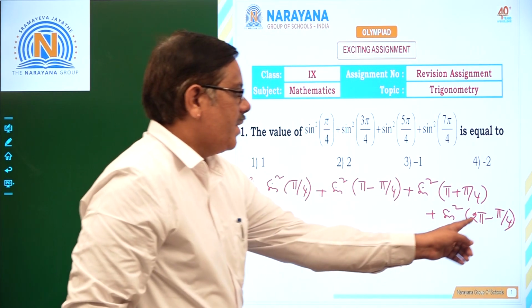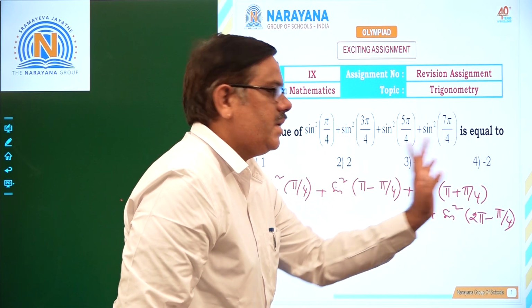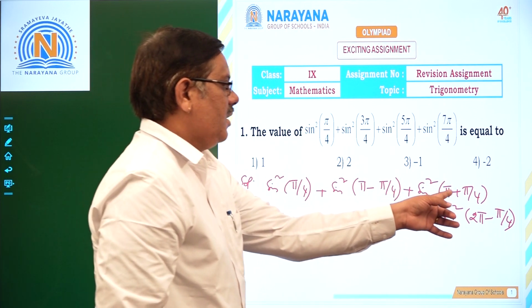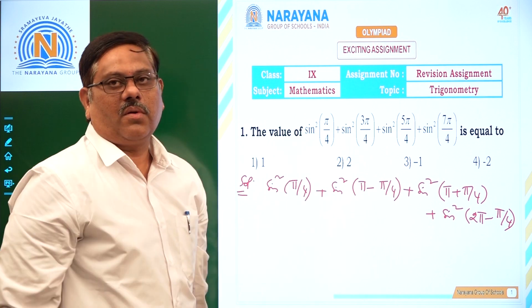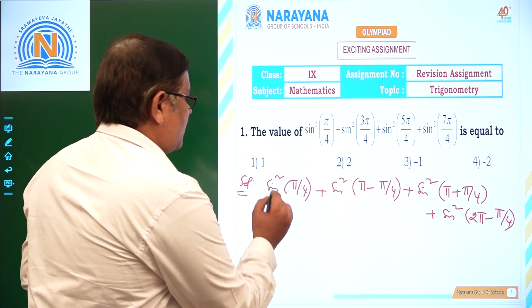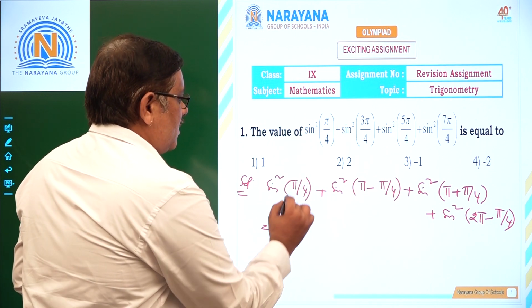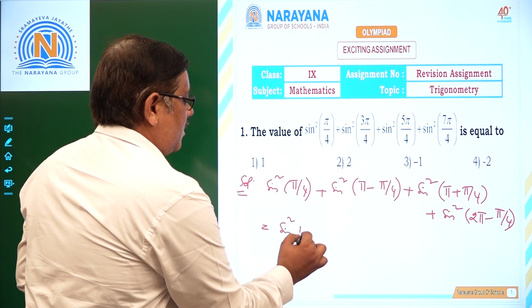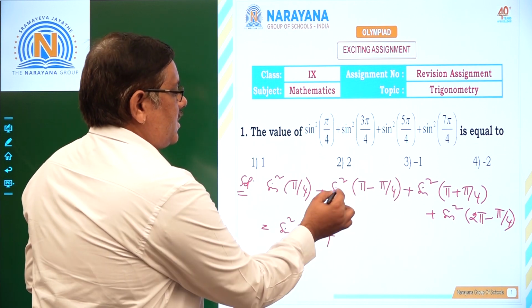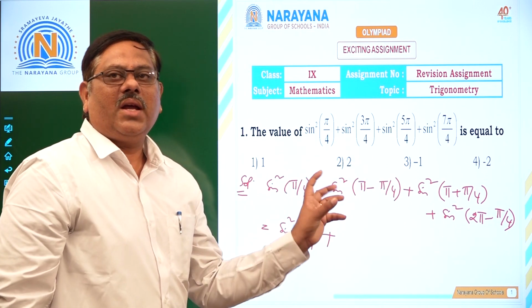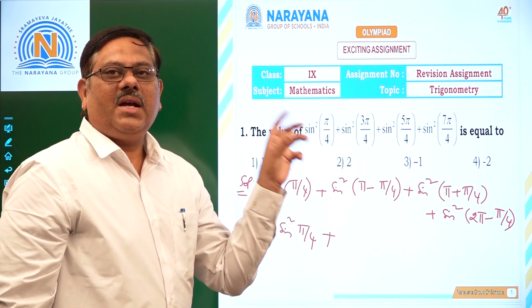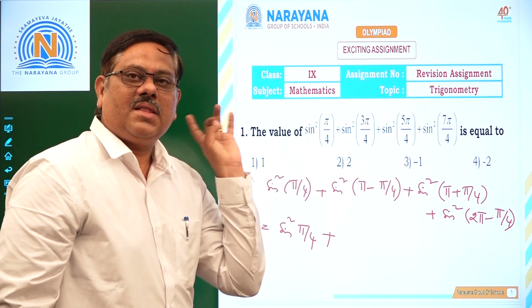Right? Because 2 pi minus pi by 4 is nothing but 8 pi minus pi, that is 7 pi by 4. And pi plus pi by 4 is 5 pi by 4, pi minus pi by 4 is 3 pi by 4. Now, that is otherwise sin square pi by 4, as it is. Next, sin square pi minus pi by 4. Sin pi minus theta, sin 180 minus theta, is given as sin theta.